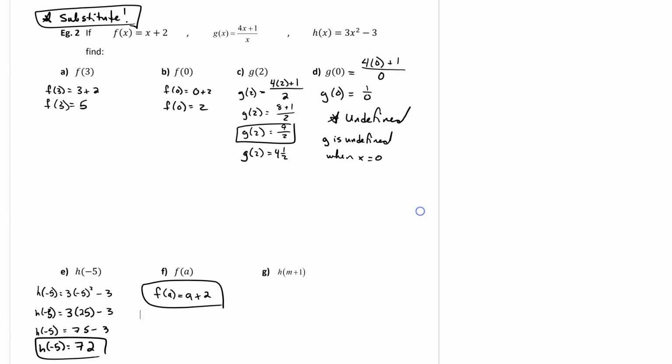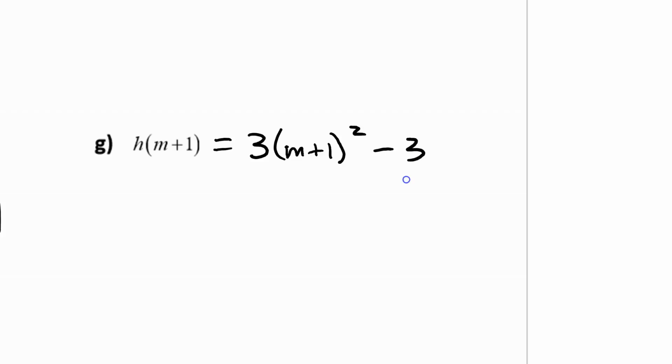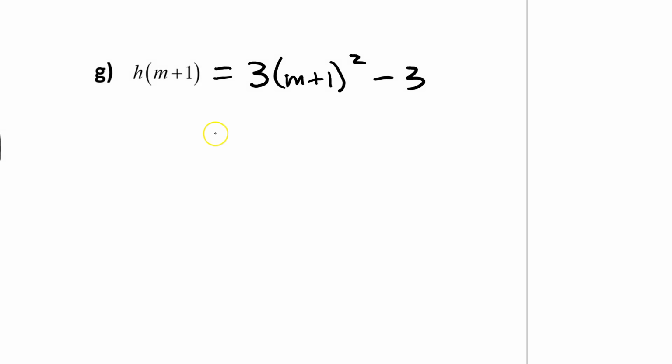What about h at m plus 1? So h at m plus 1 is 3 times x squared, but what's in the brackets here? It's m plus 1, squared, minus 3. So let's figure this out. Now I know how to open this up. It's a perfect square trinomial. It's just a binomial squared.